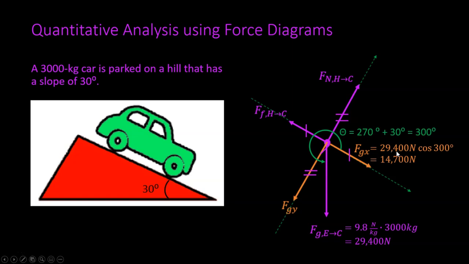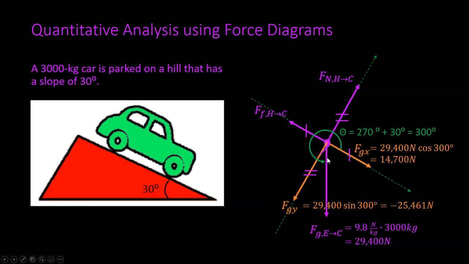Now I can go ahead and calculate the horizontal and vertical components of the gravity force. And horizontally, I'll take the strength of the gravity force, 29,400 newtons, times the cosine of the directional angle, 300 degrees, and that will give me a force of 14,700 newtons in the positive direction on the x-axis. Moving down to the y-axis, I take the 29,400 newton strength of the gravity force, multiply it by the sine of the directional angle, 300 degrees, and that gives me a y component strength of 25,461 newtons in the downward direction.